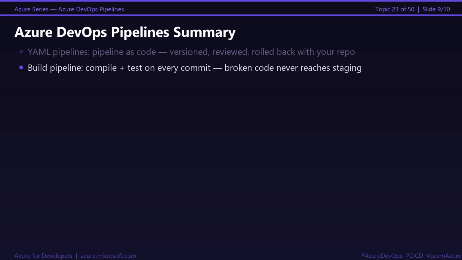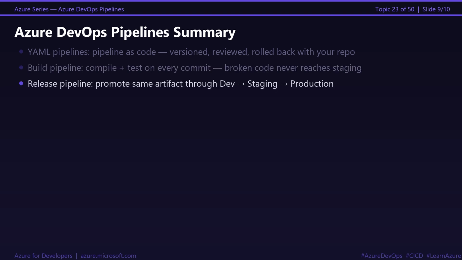Let me bring it all together. Azure Pipelines puts your entire deployment process in a YAML file in your repository. It triggers automatically on every commit. The same binary is compiled once and promoted through environments. Build pipelines catch broken code before it reaches any environment. Tests run on every push. Failures block progression. Release pipelines deploy through dev, staging, and production systematically.